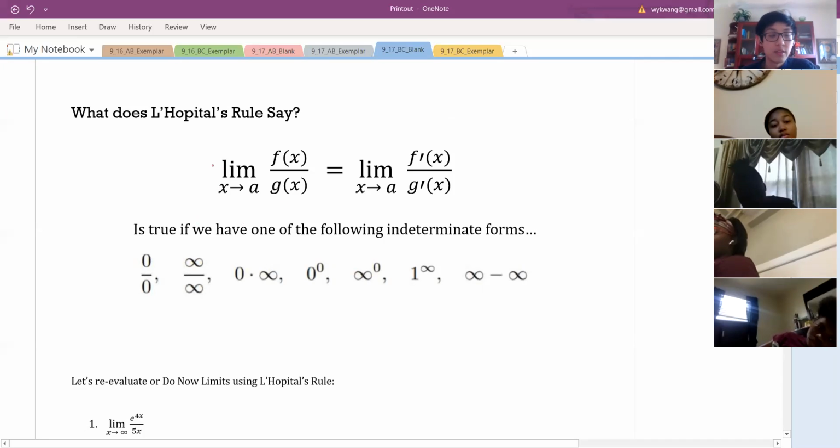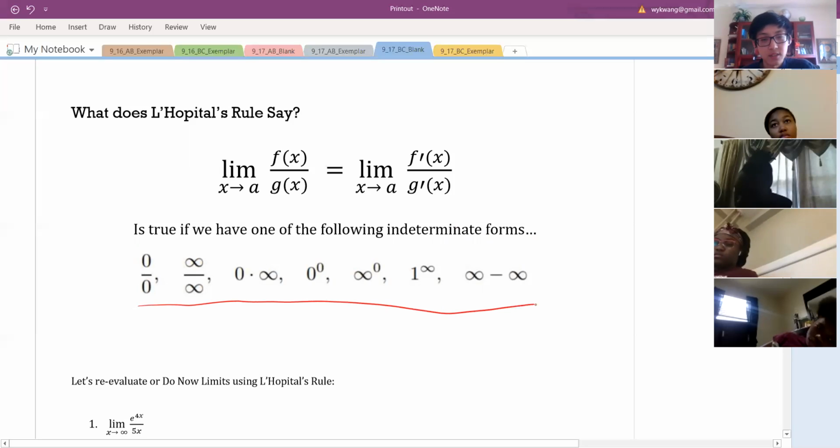Anyway, so we have this, right? We're told this is true only if we have one of the following indeterminate forms. So what does this mean? This means when we evaluate our limit initially, if we have one of these forms, our answer comes out to this, then we can use L'Hopital's rule.